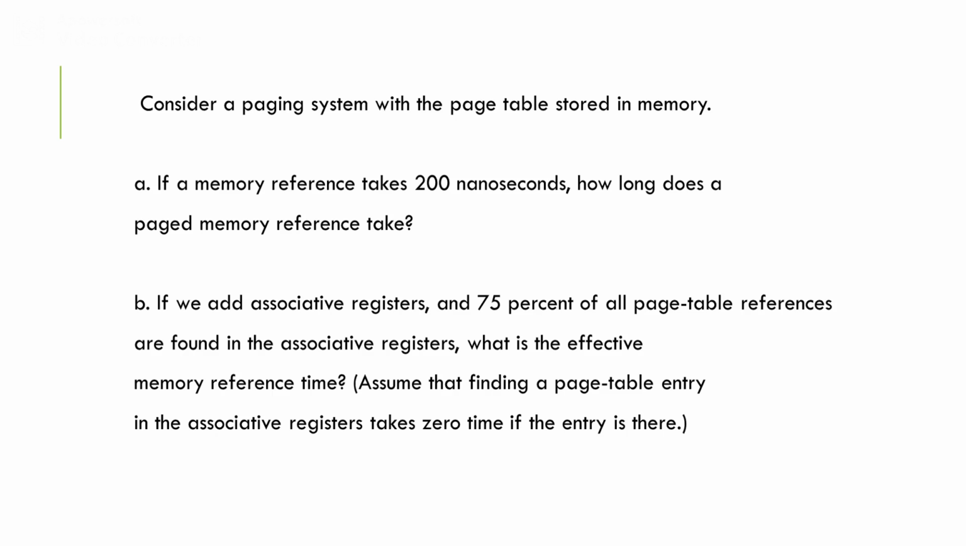So next question B is, if we have associative registers and 75% of page table references. So here the hit ratio is given as 75%, or 0.75, for page table references. They have asked you to calculate the effective memory access time, assuming that finding a page table entry takes 0 time if the entry is there.